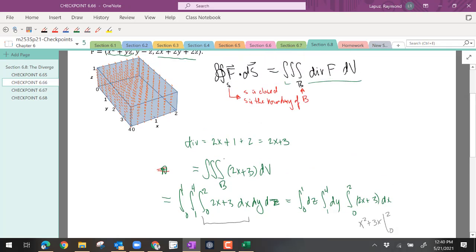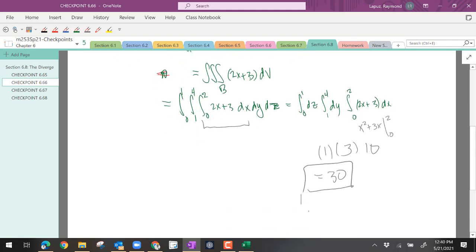So had you done the flux integrals with the 6 surfaces, you would have had to do them separately, add them all up, and then you would eventually get 30. And compare that with applying the divergence theorem, where we took the div and then the triple integral, and we would get the same result.